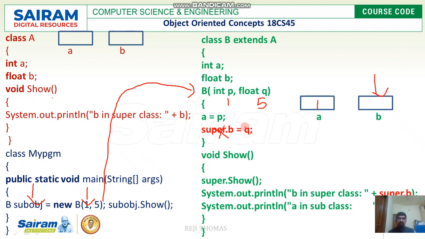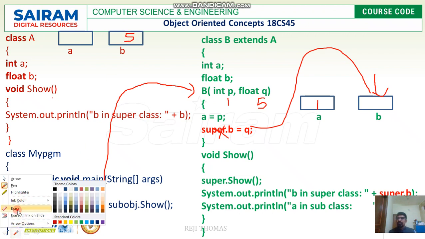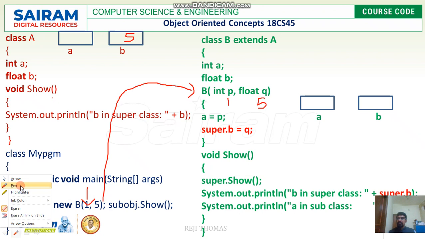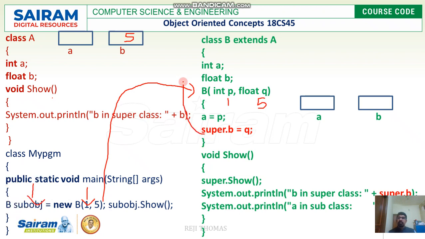Obviously, it is going to take the B in the subclass. But I don't want this to happen. So what I want is to store Q for this B in the superclass. For this, I'll just write super.B. Look at this. So when I write super.B, what happened? I'm going to refer to this B.